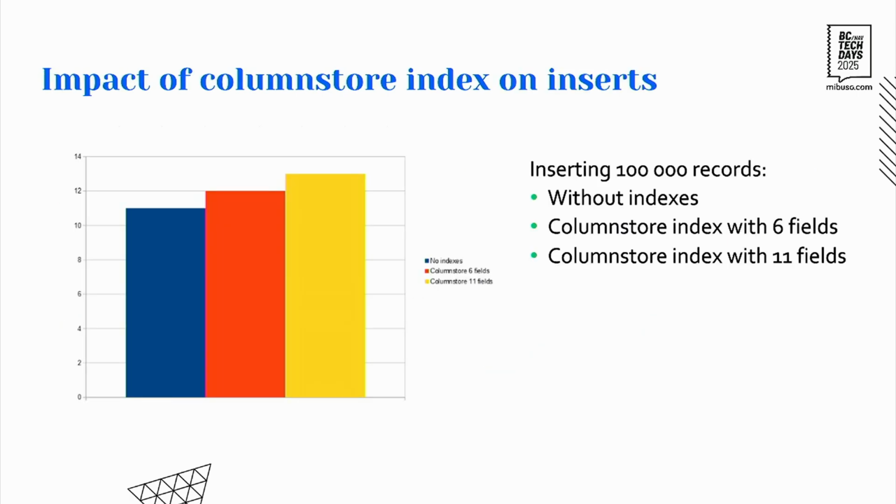On the positive side of Columnstore indexes, again, we're returning to our lovely charts. Its impact is not as dramatic as with row store indexes, let alone SIFTs. Here, back to our benchmark, we're inserting 100,000 records, and adding 5 or 10 fields to a Columnstore index increases the time by around 7–8% each time. There is an overhead, of course, for index maintenance, but it's not as big as in the case of row store indexes.